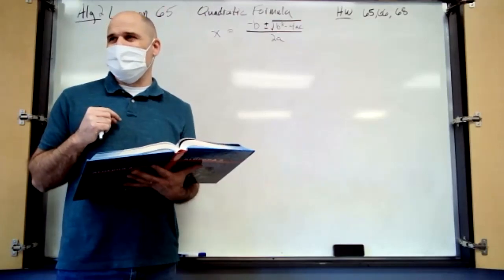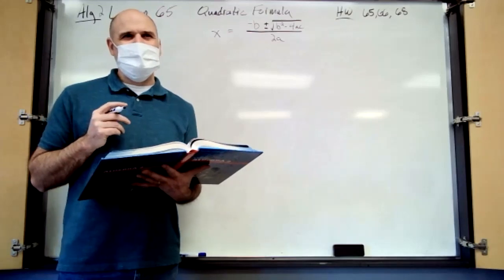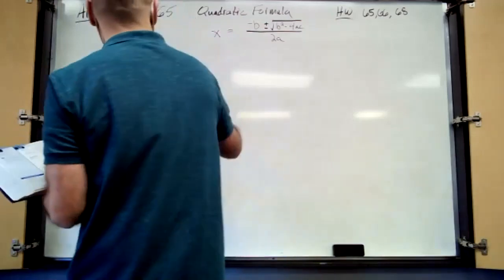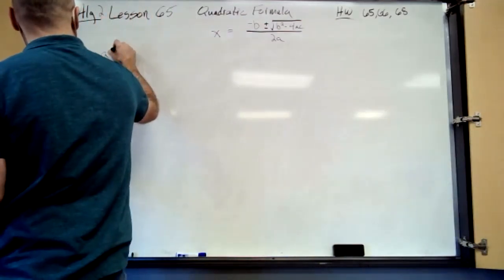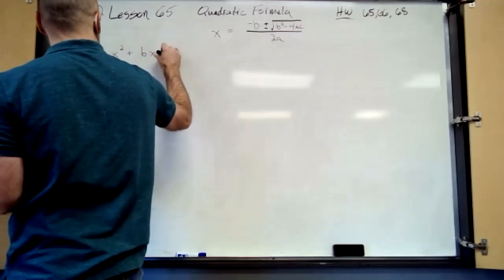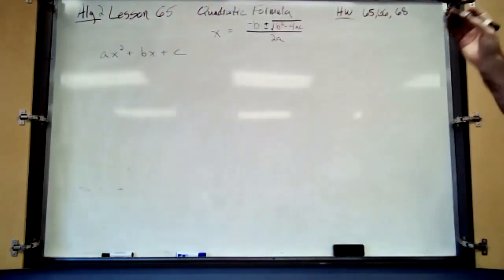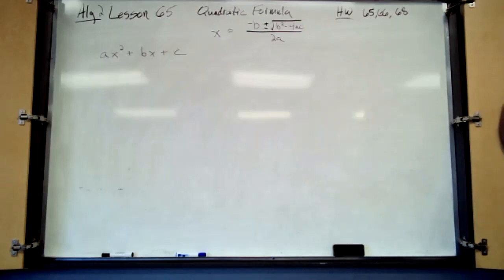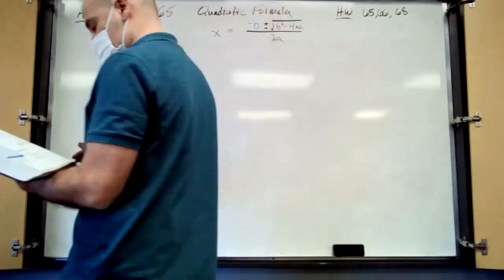Do you remember how to find a, b, and c in a quadratic equation? Can someone explain that to me? Okay. Well, this is the quadratic equation. The standard form is ax squared plus bx plus c. So a is the coefficient of the x squared term, and if there's not a number there, then it's just one. b is the coefficient of the x term, and c is the constant. That's it. So that's your a, b, and c.